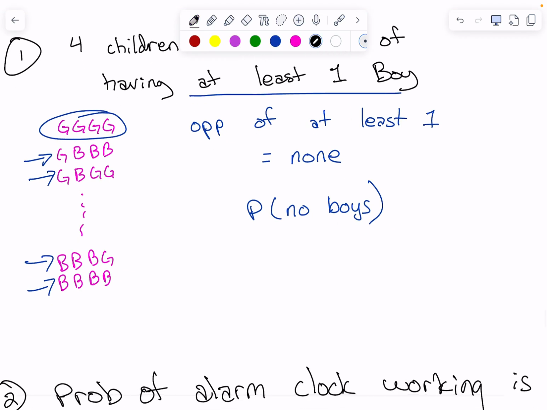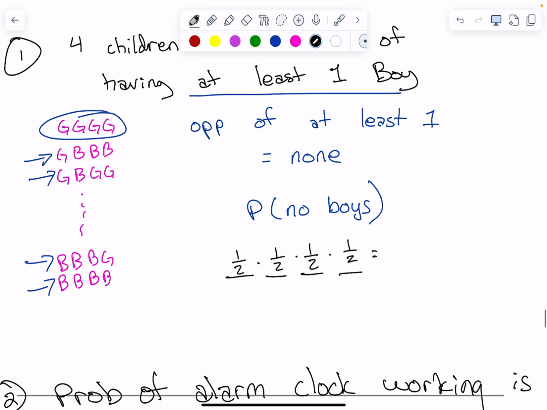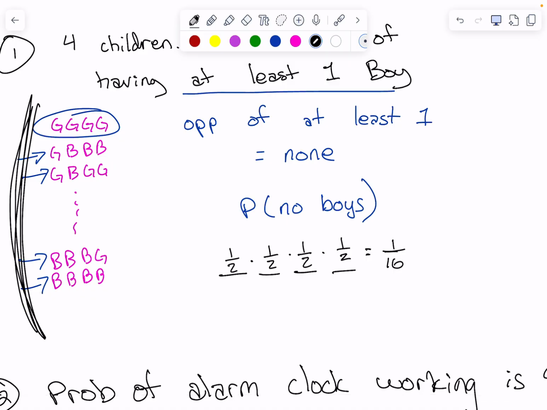How many kids are we having? 4. 1, 2, 3, 4. All right, what's the probability that the first one is not a boy? 1/2. I have a half chance that the first one's not a boy. What's the chance that the second one's not a boy? 1/2. Third one, not a boy, 1/2. Fourth one, not a boy, 1/2. 1/2 times 1/2 times 1/2 times 1/2 is 1/16. So the probability of me getting no boys is 1 out of 16. That means there was a list of 16 right here, and there's only 1 combination that is not boys.